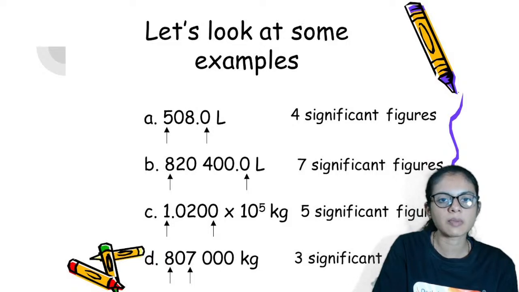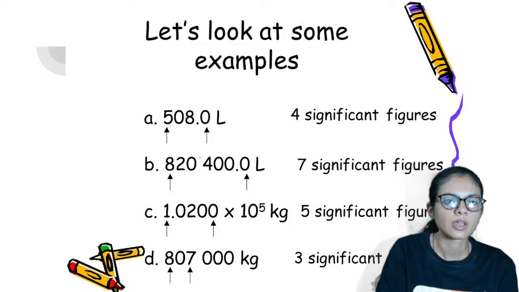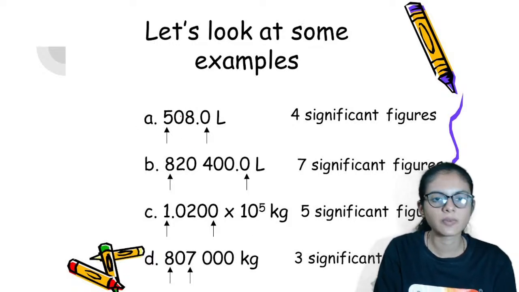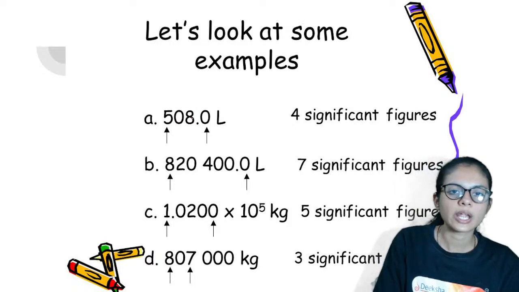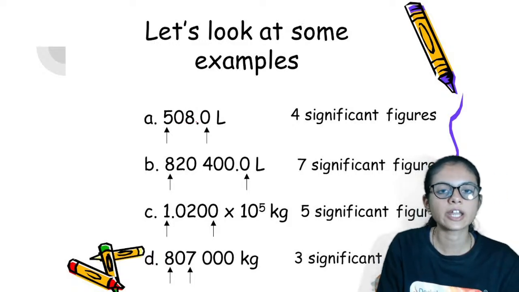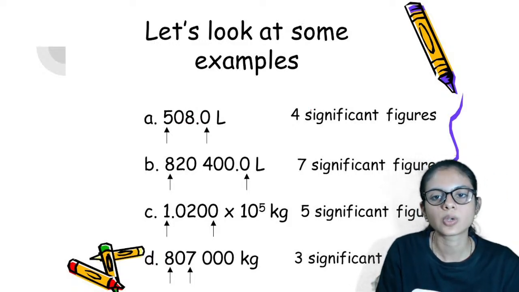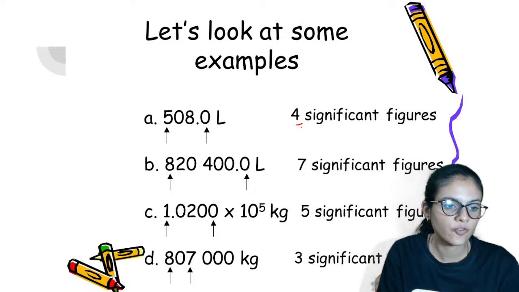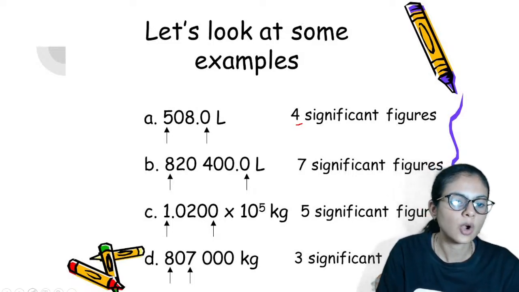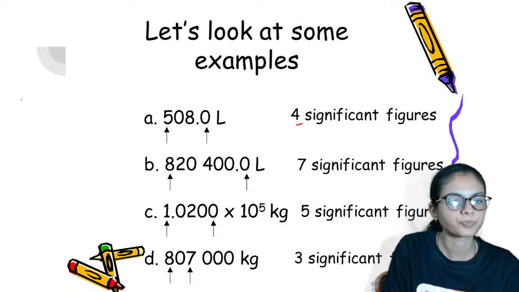So here there are some examples. In A, it's given that there are 4 significant figures. In A, it has been given 5080, sorry, 8.0, right? So it said that it has 4 significant numbers. So what is the rule of counting the significant numbers? We should know that first.